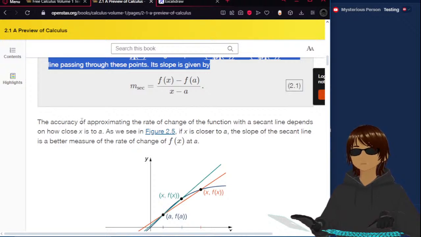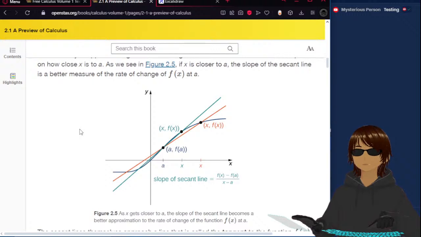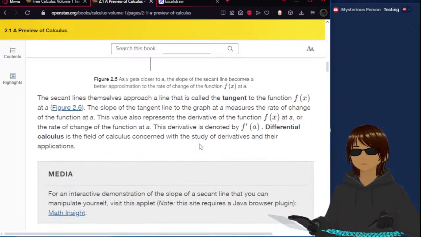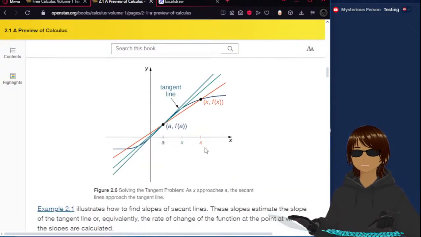The accuracy of approximating the rate of change of the function with the secant line depends on how close x is to a. If x is closer to a, the slope of the secant line is a better measure of the rate of change. The secant lines themselves approach a line that is called the tangent of the function f of x. Figure 2.6.